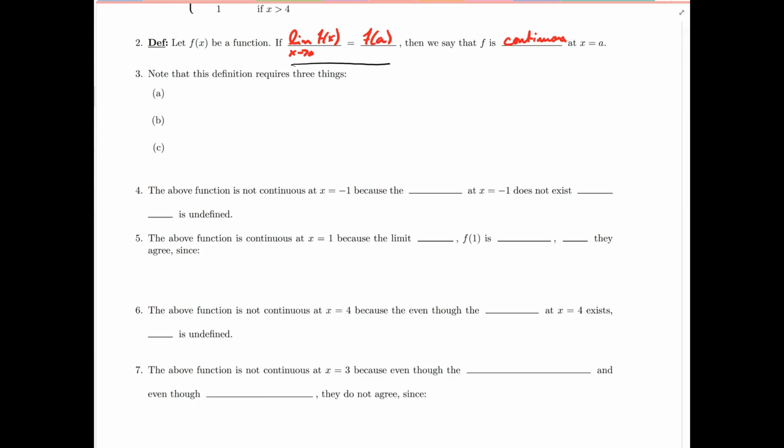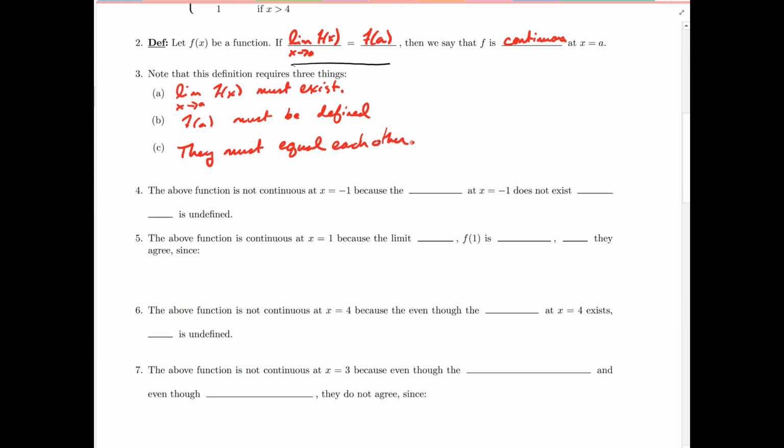Well, this definition actually requires 3 different things to happen. First of all, it requires that the limit as x approaches a of f of x must exist. It requires that f of a must be defined. And further, it requires that they equal each other. So all 3 of these things need to be true in order for us to say that f is continuous at some value x equals a.